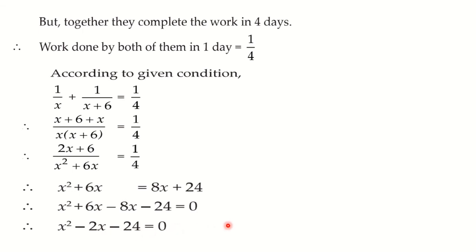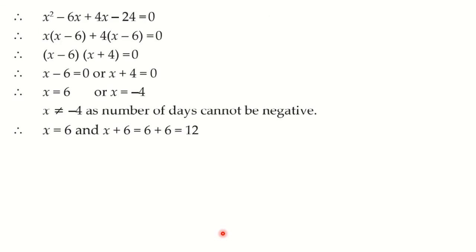Now find the two numbers whose multiplication is 24 and difference is 2. Very easy to find. 6 fours are 24. So write down the next step, that is x square minus 6x plus 4x minus 24 is equal to 0. Take out common. You will get the factors. Then go for either or. x minus 6 is equal to 0 or x plus 4 is equal to 0. From that x is equal to 6 or x is equal to minus 4.